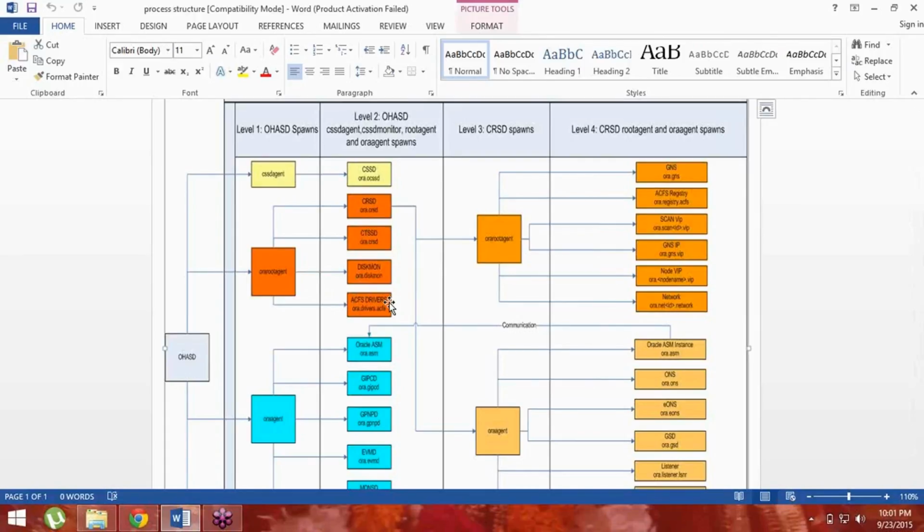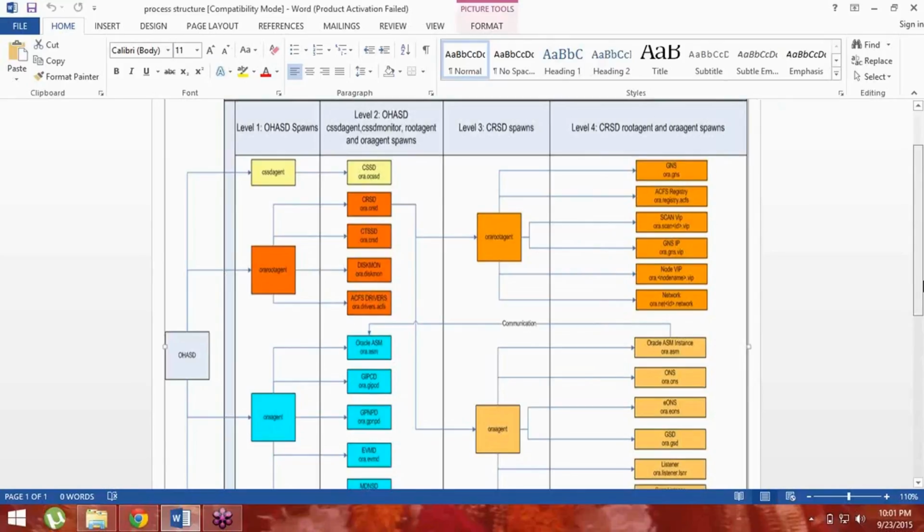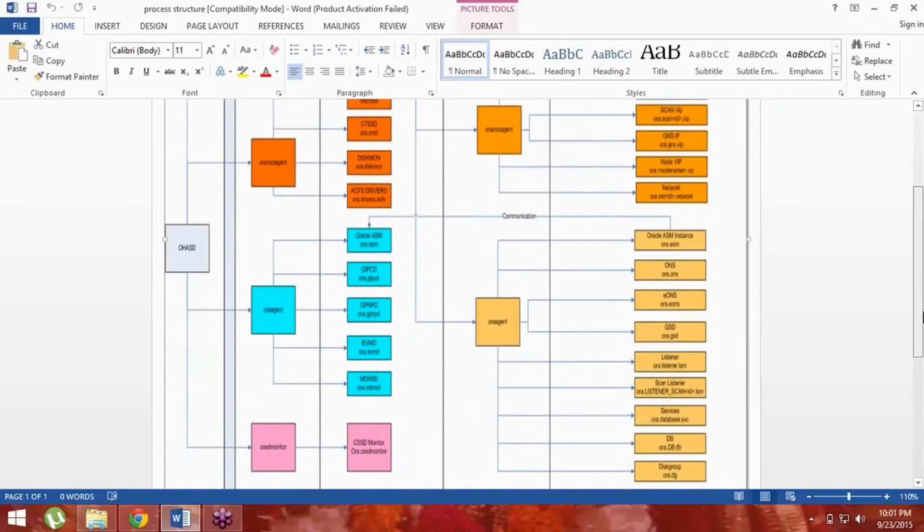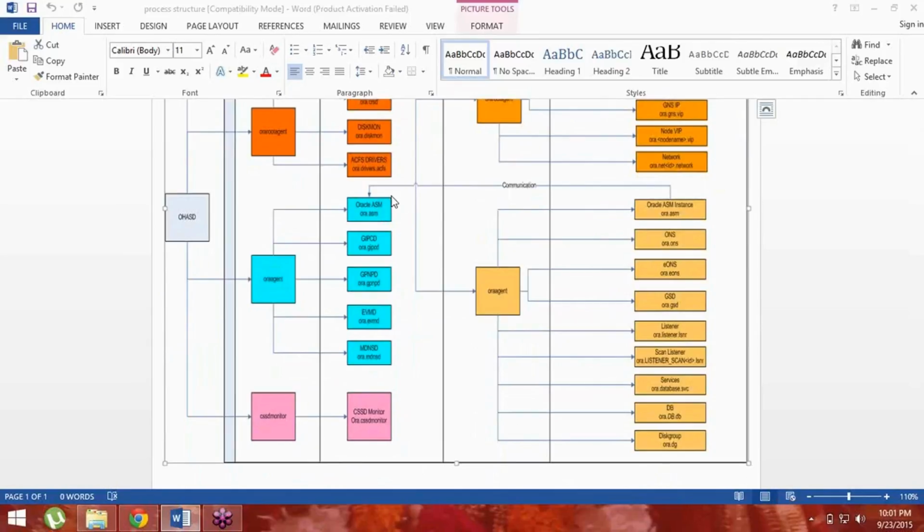Then, on the next level, now in blue color, there is the Oracle agent, which further spawns Oracle ASM. This Oracle ASM means the Oracle ASM instance service. You can see the communication going on; it's starting the Oracle ASM instance indirectly. So this ASM service will be started, which will further spawn the ASM instance. The other thing which will be started is GIPCD.